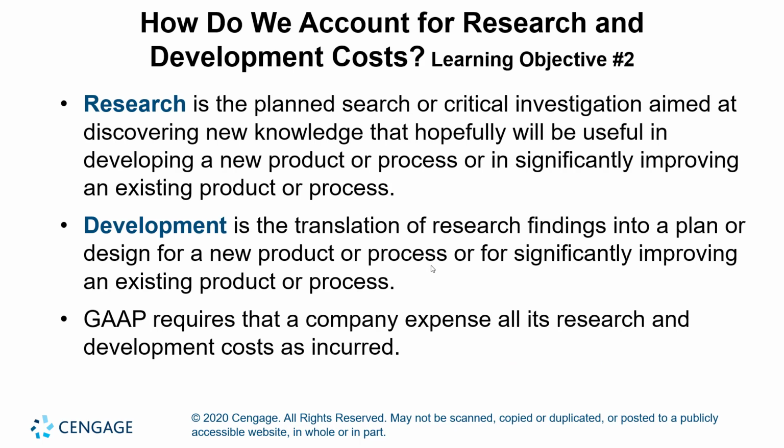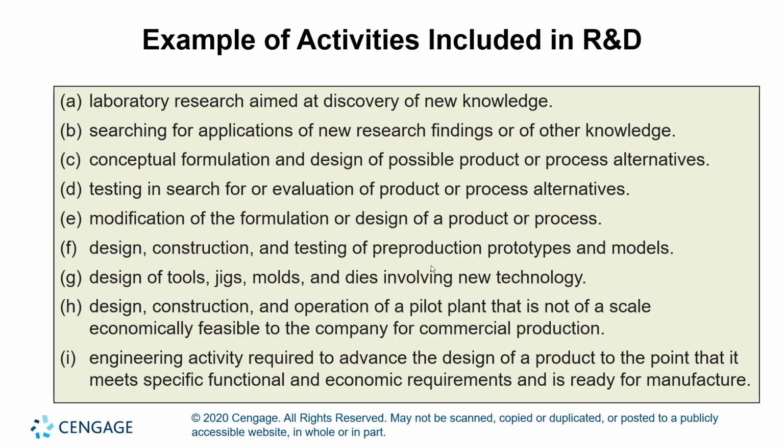What do we do for research and development? Research is planned search for or critical investigation aimed at developing new knowledge that hopefully will be used in developing a new product or process, or in significantly improving an existing product or process. Development is the translation of the research into a plan or design for new products or processes, or significantly improving the product or process. GAAP requires that a company expense all of its research and development as incurred.